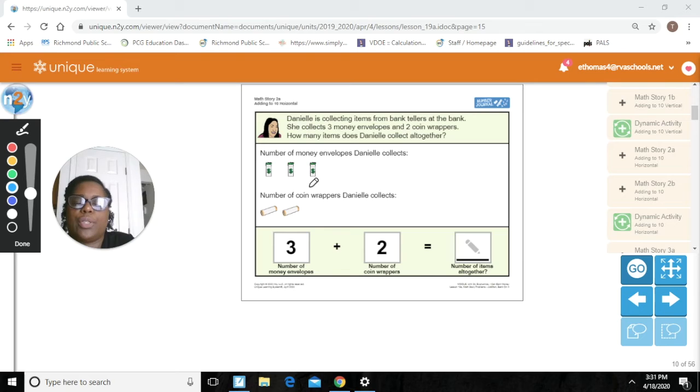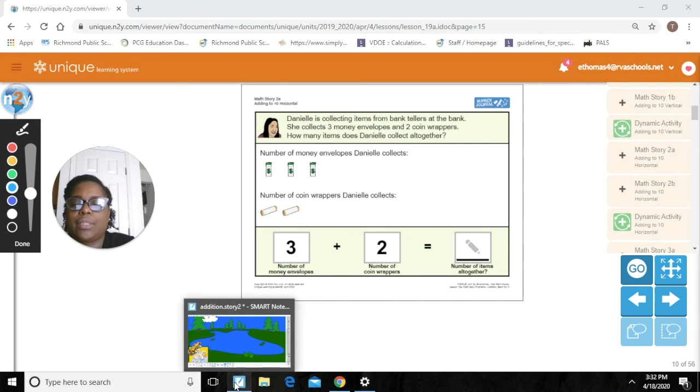1, 2, 3. So take out your 3 counters. And the number of coin wrappers Danielle collects was 2. So take out your other 2 counters. Now what I want you to do is push those groups together. And let me give you an example of that, okay?